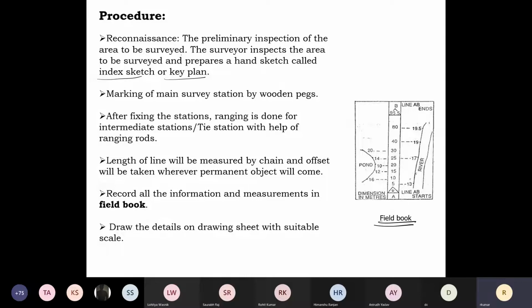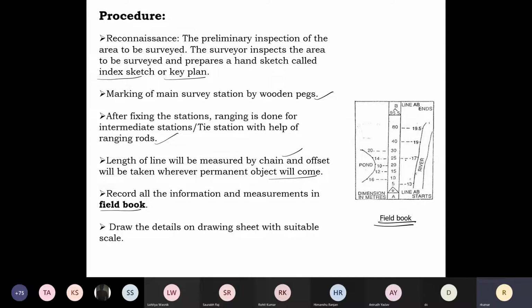Now marking the main survey station by wooden peg, that is already told to you. After fixing the station, ranging is done for intermediate stations and tie stations with the help of ranging rod. Length will be measured by chain, and offsets will be taken wherever a permanent object comes. All details, measurements and information will be recorded in the field book.